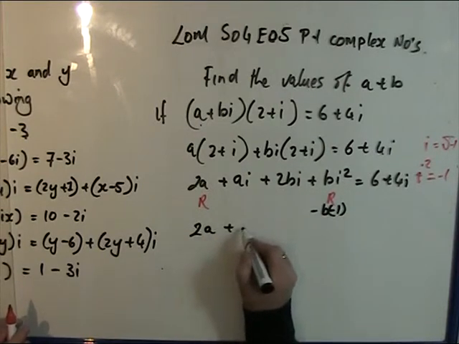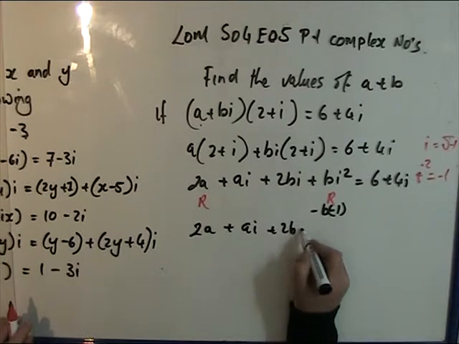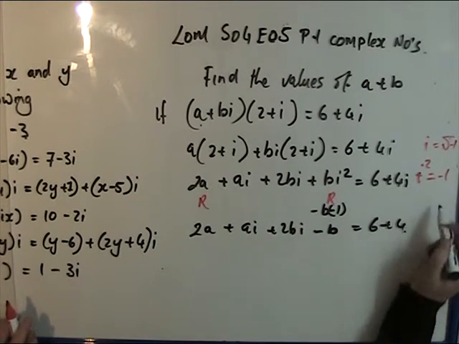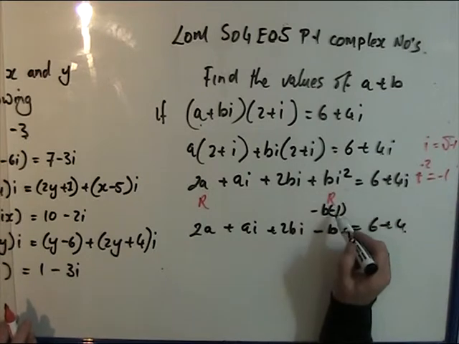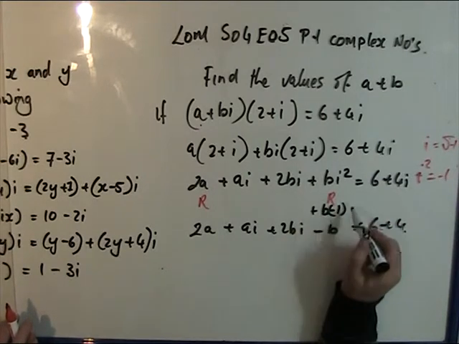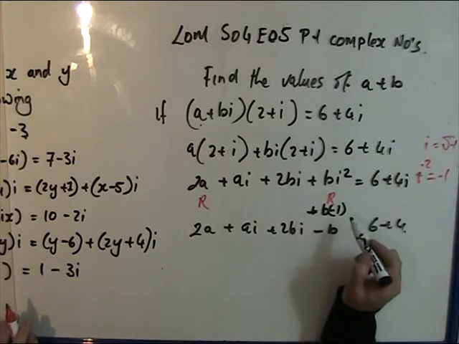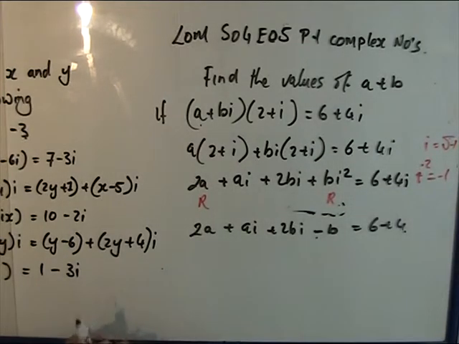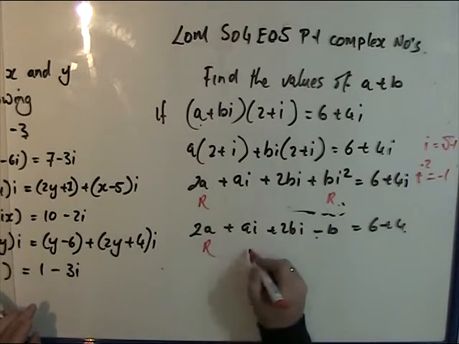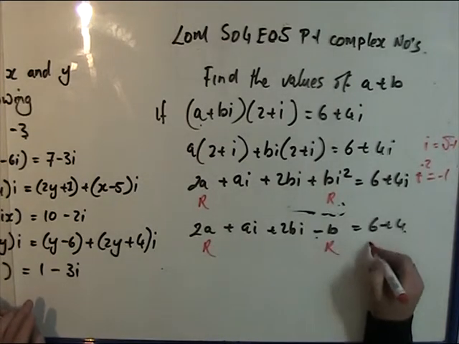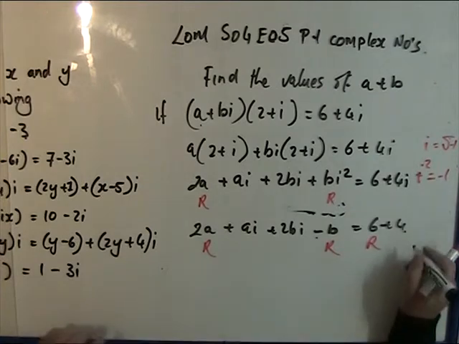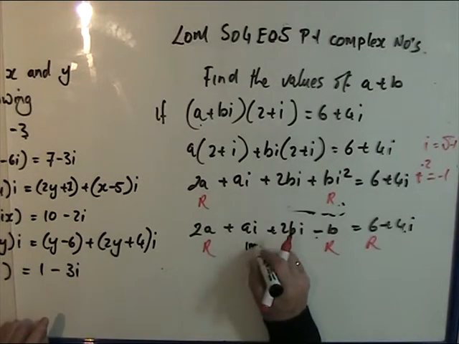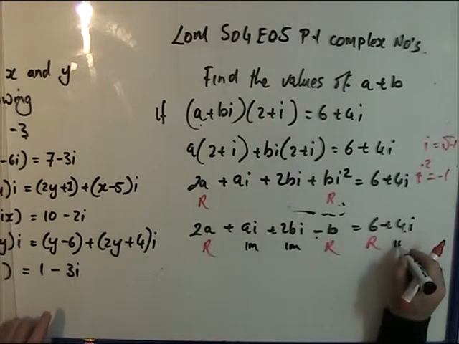So it's 2a plus ai plus 2bi minus b is equal to 6 plus 4i. Remember, i squared is minus 1, so you're multiplying b by minus 1, and a minus by a plus is a minus. So you get a minus there, minus b. Now, again, back into your real parts, so you've got real, real, and real, and don't forget the i on top of the 4i. And then we've got the imaginary parts, the ones that are left over.